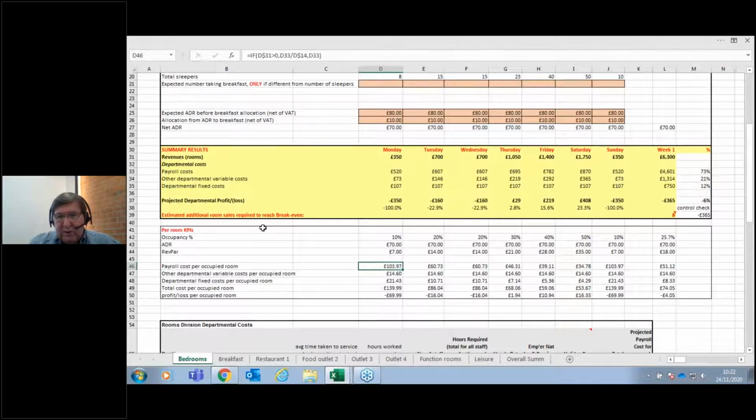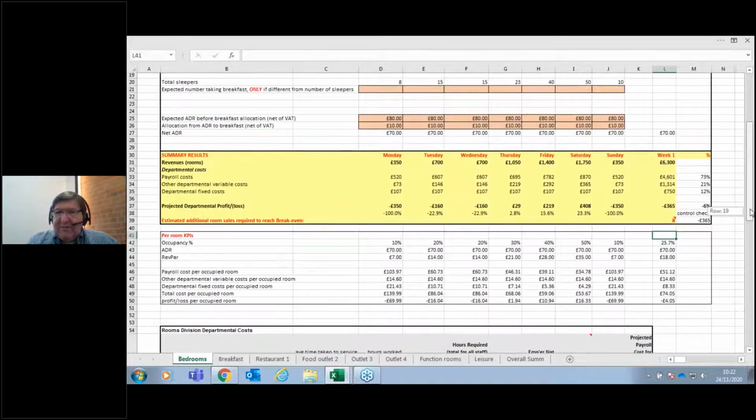Obviously, where we've got a very small occupancy rate, we're carrying quite a lot of fixed costs like front desk and so on. So you can see that it varies from day to day, but it gives you the overall average for the week. Other departmental variable costs are constant because they rise in line with sales income. The fixed cost per room, again, will vary from day to day based on occupancy because we're spreading those costs over a greater number of rooms or a lesser number of rooms as each day passes. The total cost per room and the profit or loss per room. That additional analysis falls out automatically.